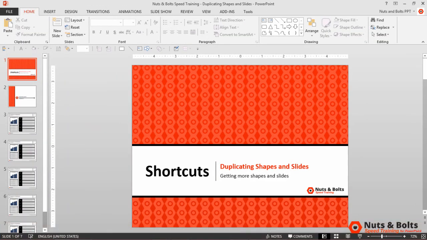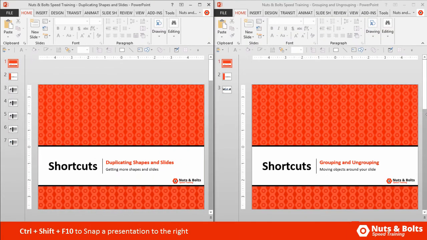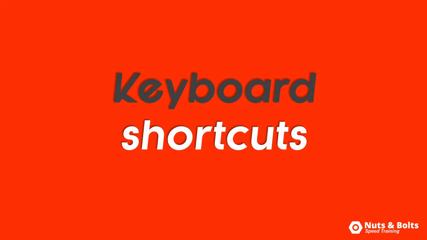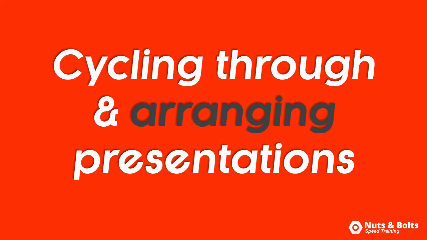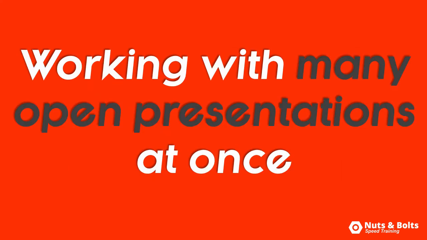And then if I wanna go back to that snapped bird's eye view, I just hit Control Shift F10 and I snap back to the 2 open, non-minimized presentations side by side. So those are your keyboard shortcuts for cycling through and arranging your PowerPoint presentations, which is extremely useful when working with a bunch of open presentations at the same time.